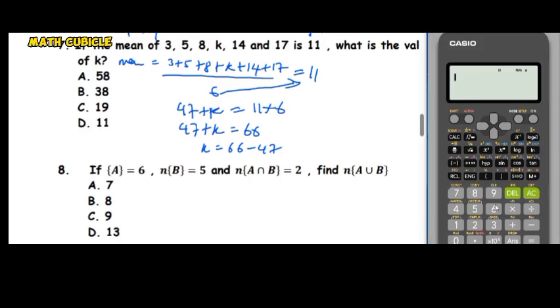66 minus 47 right here gives us 19. So K is equal to 19. Option C is our answer here.